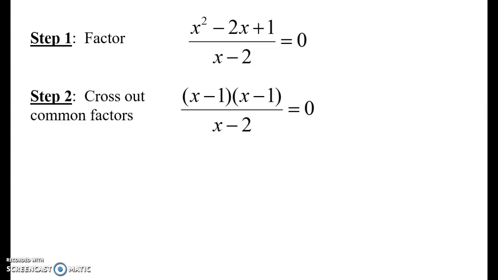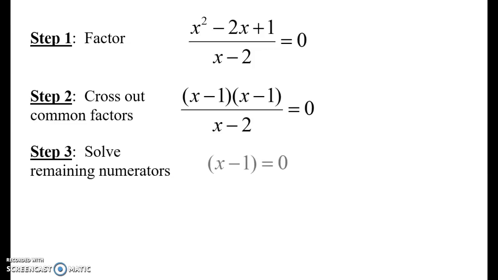So then what we're going to do is solve the remaining numerators. Well, x minus 1 and x minus 1 are the same thing, so you only have to take one of them and solve for it. So you're going to take x minus 1 as a factor, set it equal to 0, and then solve for x. So x will equal 1. And then you're done. And that is it. Okay.